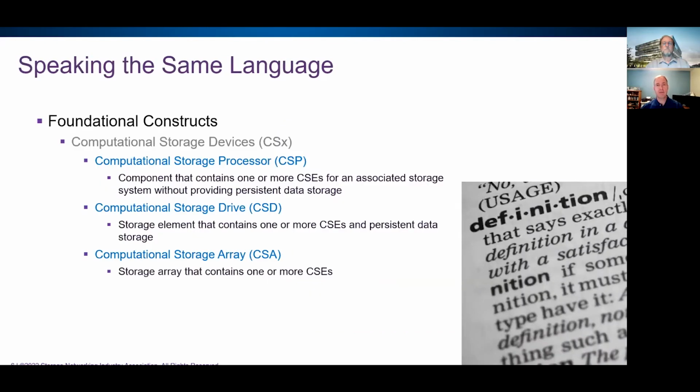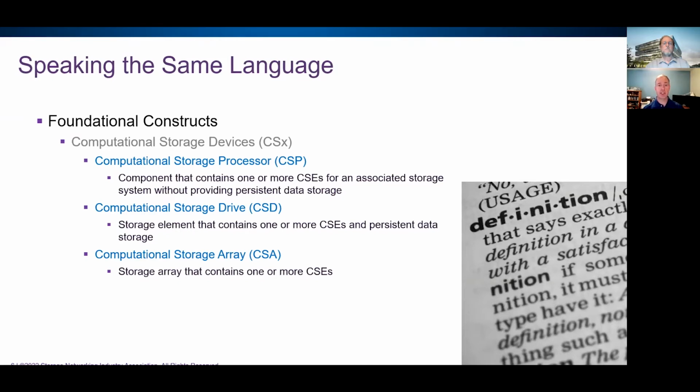If we go to the next slide, we'll start with some definitions that help set the stage for all of the things we're going to talk about. There are 4 definitions on this slide, starting with the computational storage device, also known as a CSX, where X is the unknown. So it can be any one of the next 3: the computational storage processor, or CSP; a computational storage drive, or CSD; or a computational storage array, or CSA. A computational storage processor contains a computational storage engine, but does not have any persistent data storage.